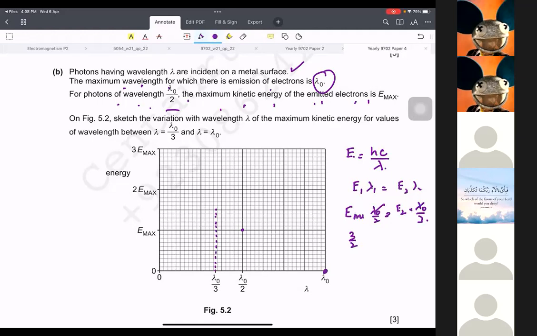Metal surface incident, Ek. So it should give you something like this, but let's see why it's like this. So it should be a curve with decreasing gradient, there's no other way, this shouldn't give you any other thing.